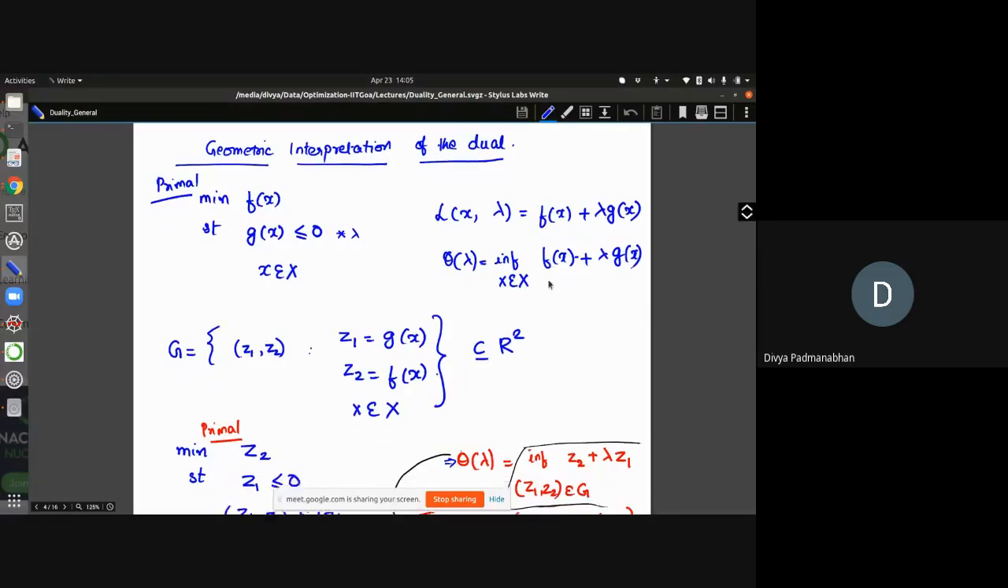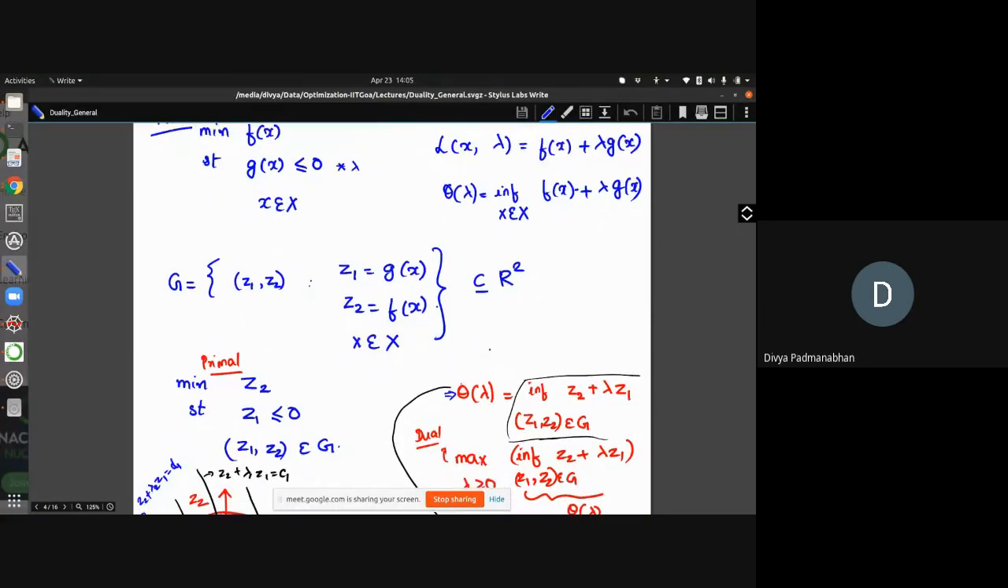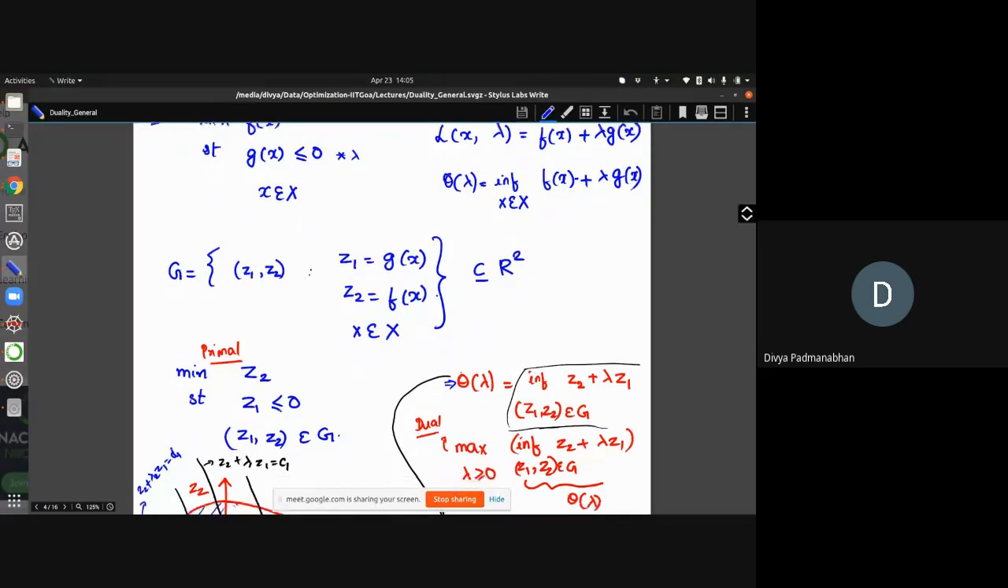And so what we did is we looked at an alternate space where we collect all the points in this set X, and we look at all the possible values that g(x) and f(x) can take. Okay, so that gives us a two-dimensional set, z1, z2, and this G is what we use to represent that, and that's a subset of R2.